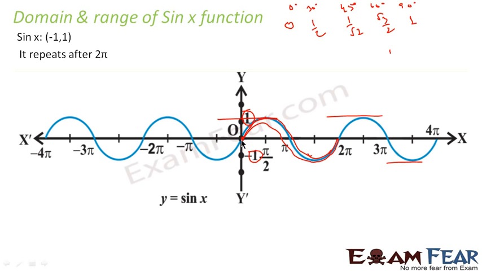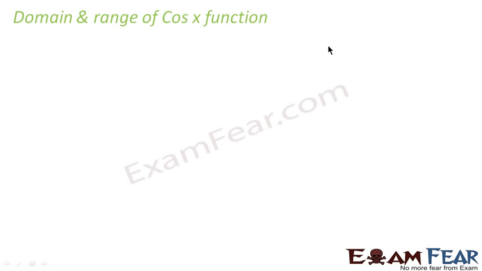So it rises from 0 to 1, goes down again to 0, then from 0 to minus 1, again goes back to 0, and it follows the same cycle. So it repeats after 2 pi. Two things you have learned about the sine function: first, it repeats after every 2 pi, and its range is minus 1 to 1.